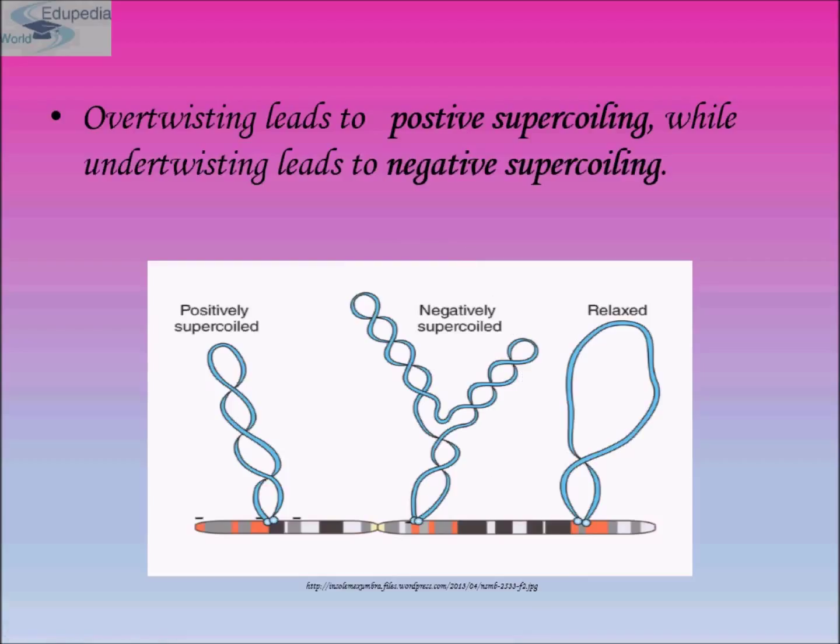That means if the helix is undertwisted, I'm talking about negative coiling. If the helix is undertwisted, the edges of the narrow groove move further apart, and this leads to negative supercoiling.